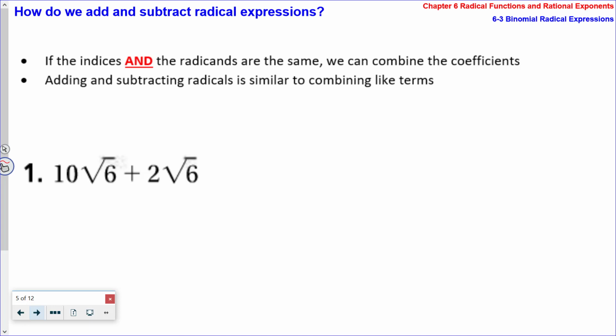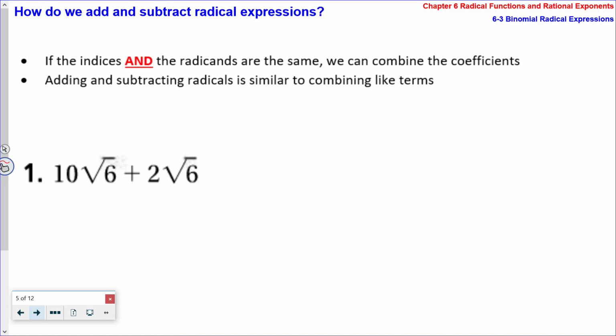This is the rule for adding and subtracting binomial radical expressions. The indices, that's the index, and the radicand, that's the number underneath the radical symbol. If the index and the radicand are the same, it's just like combining like terms. You just add or subtract the coefficients. It's exactly the same idea. If the index and the radicand are the same, then they're considered to be like terms.